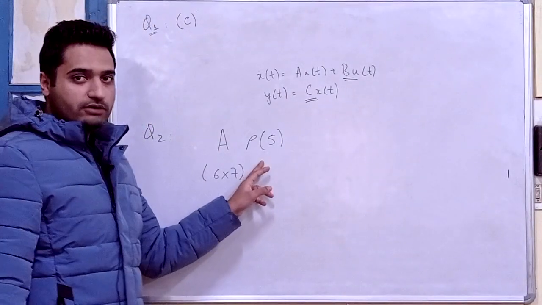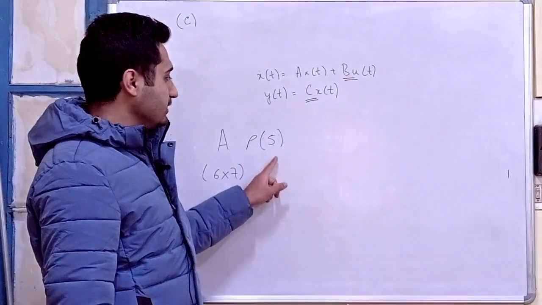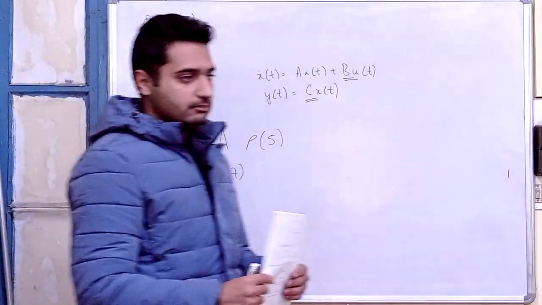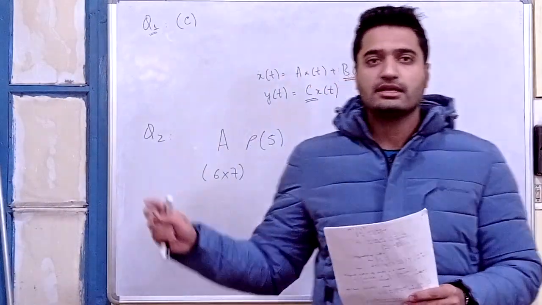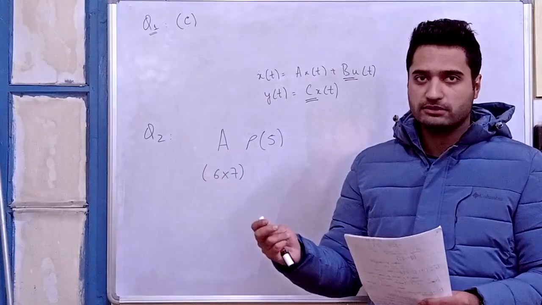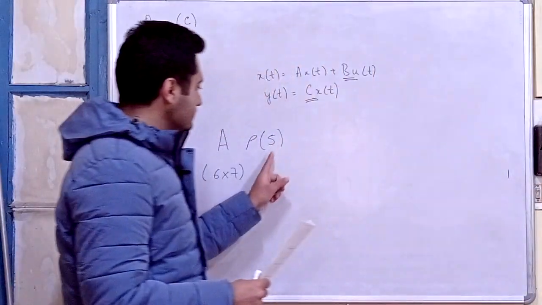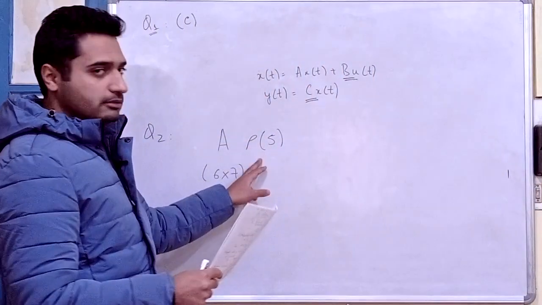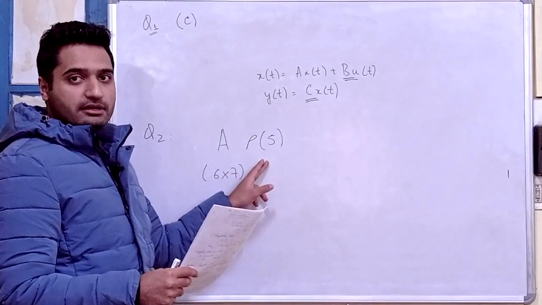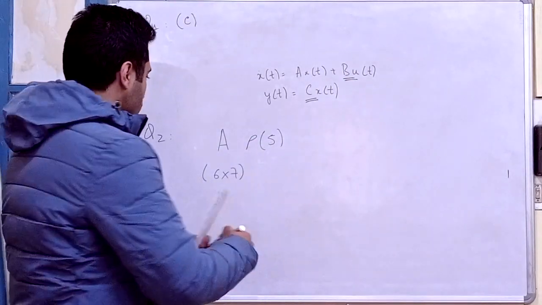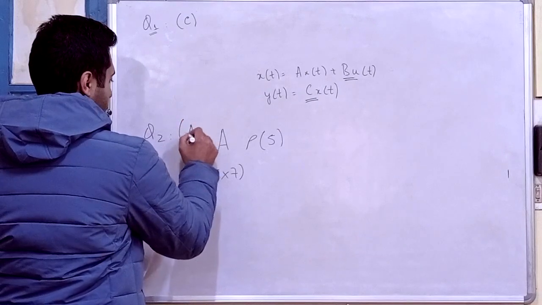See, when you talk about rank of a matrix, if you are given the rank, what's the meaning of this rank? Rank means how many linearly independent rows or columns you have. So if rank is 5, this means that you have 5 linearly independent rows as well as 5 linearly independent columns. So option A is the correct answer.